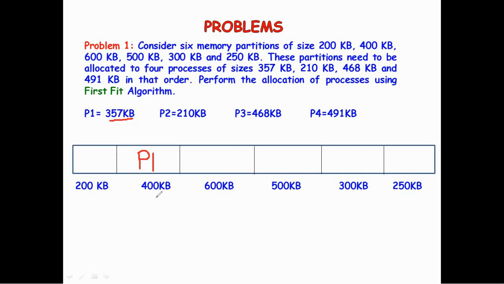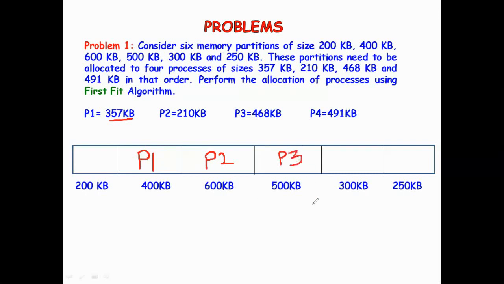Then the third partition will be scanned. Third partition is of 600 KB. 600 KB is sufficient to hold P2. So here P2 will be stored. Next P3. P3 needs 468 KB. Among the empty partitions, 200 KB is not sufficient. Then the algorithm scans 500 KB. 500 KB is enough to hold P3 because here the rule is satisfied. Partition size is greater than the process size. So here in this partition P3 will be stored.